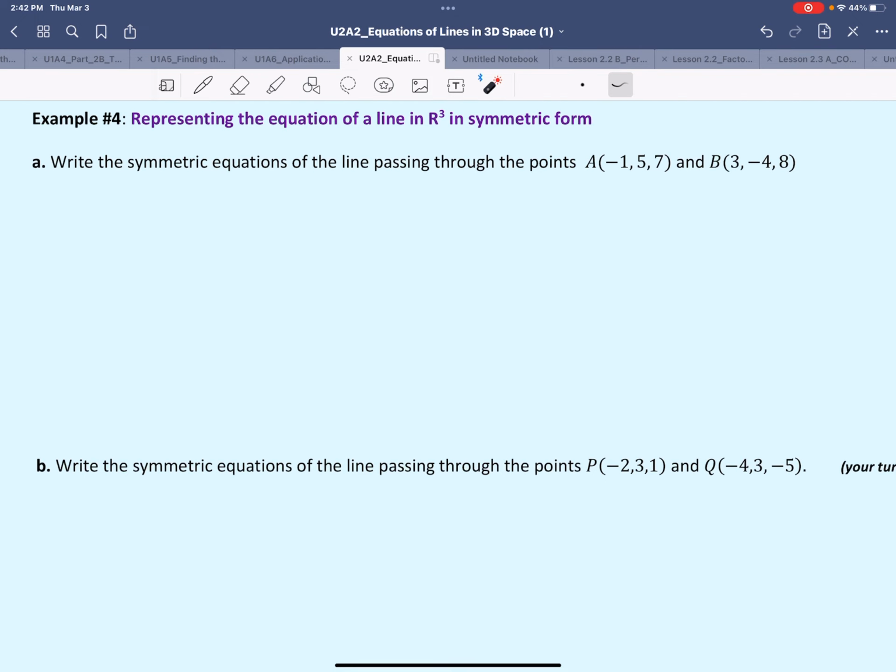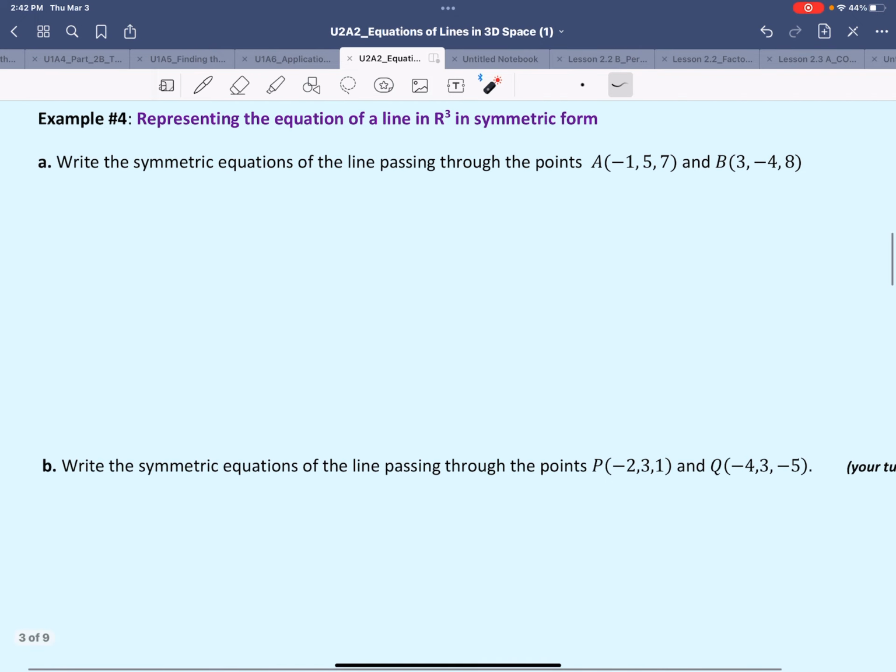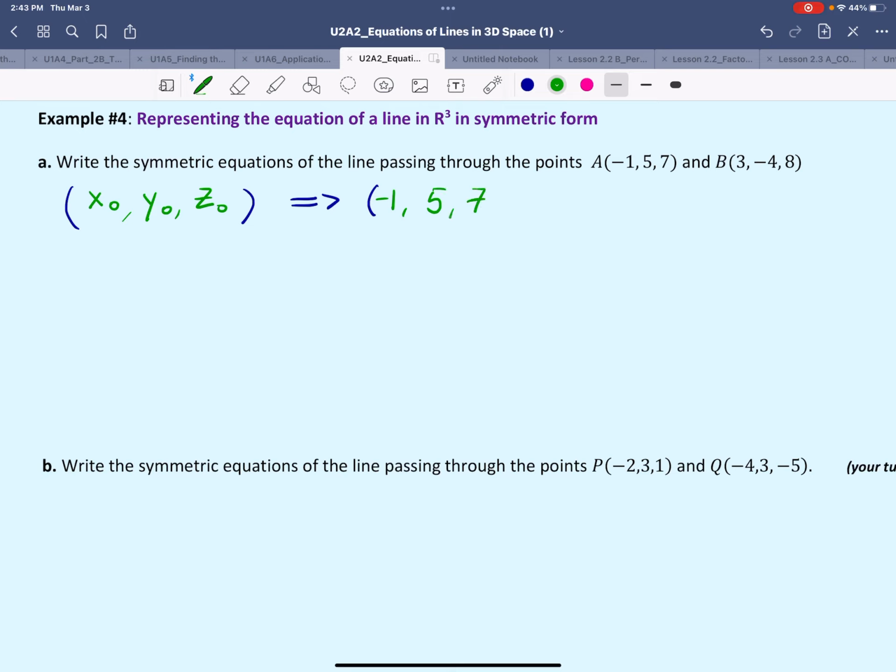Here we have the first example, part A. We have to write the symmetric equations of a line that passes through these two points. If I want to create a symmetric equation, I'm going to need to know the starting point, x0, y0, z0. For this, we can use any of the given points. In this case, I prefer to use point A. So I'm going to say -1, 5, and 7 will be my x0, y0, z0.